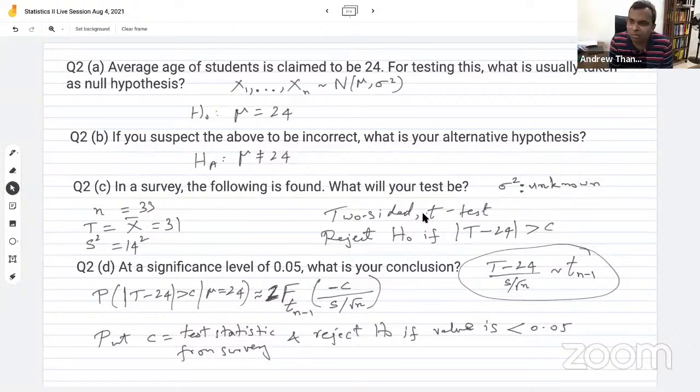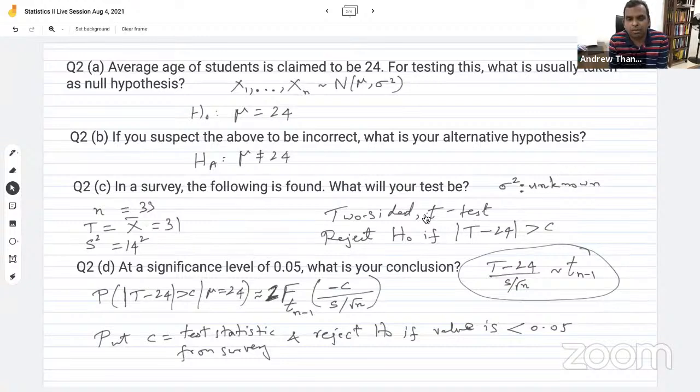No, I think I see what you're saying. So it depends on how I do my test. Say I'm doing mod T minus 24 greater than C, right? If it were a right-sided test, and I were doing T greater than C, then I need to bring in the T minus 24. But I think the distribution of T minus 24 by S by root n is approximately t with n minus 1 degrees of freedom. So I think this is correct.